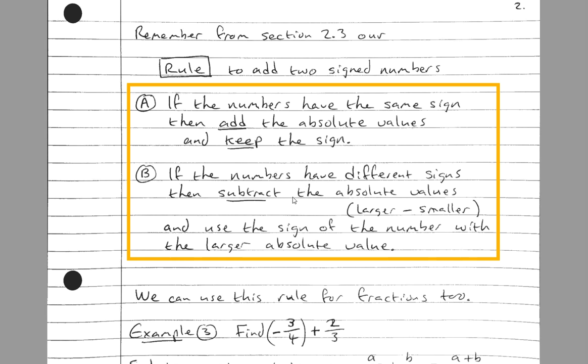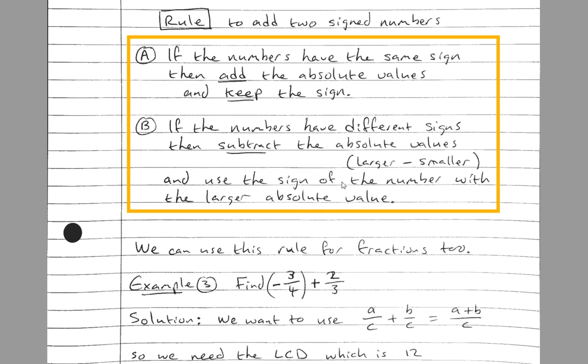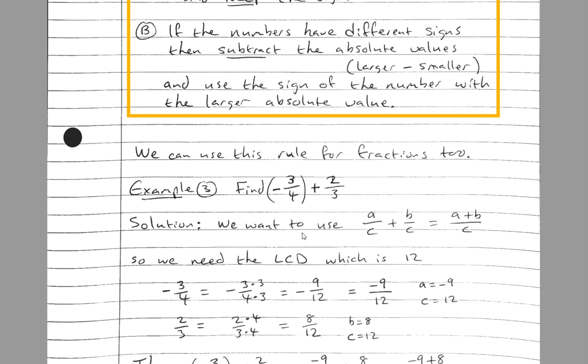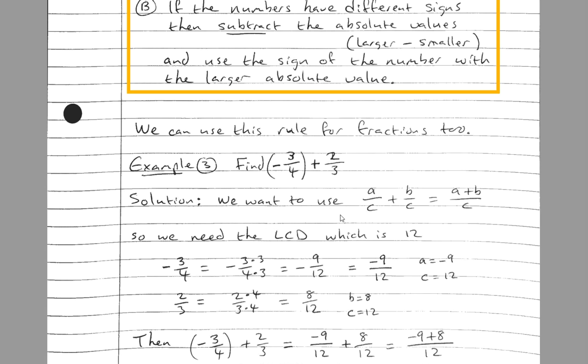Okay, so we looked at lots of examples. I hope you remember. And we can use this rule when we're adding fractions as well. Example 3, find negative 3/4 plus 2/3. Okay, so when we're adding fractions, we want to use this formula. If we have a common denominator, then we can just add the tops together.